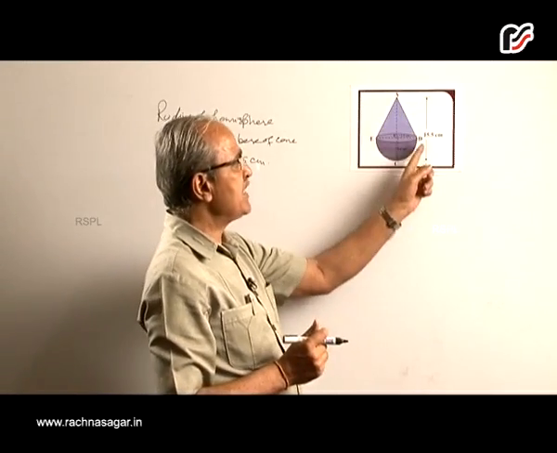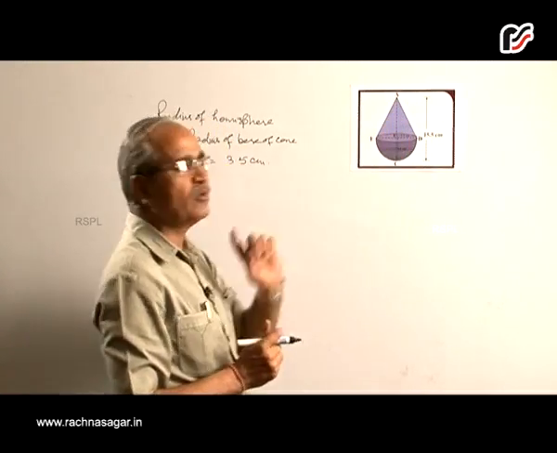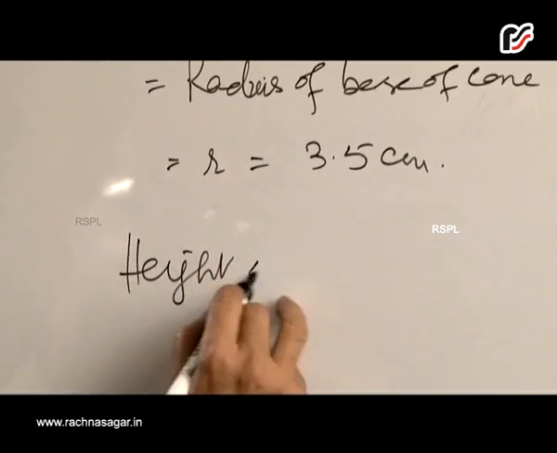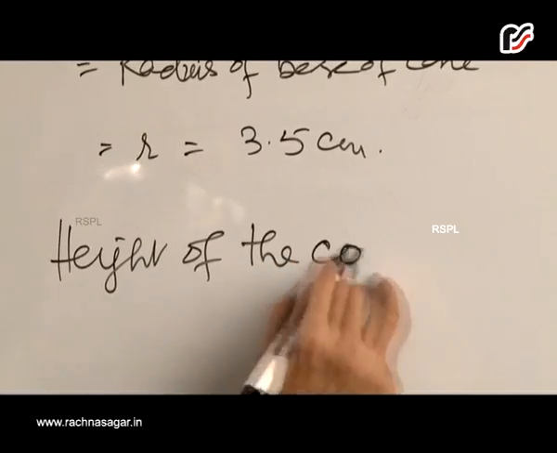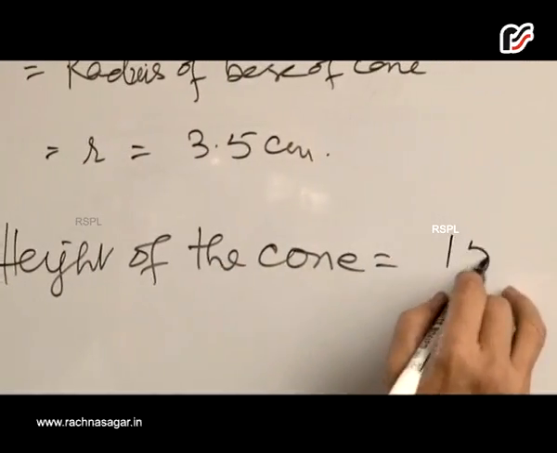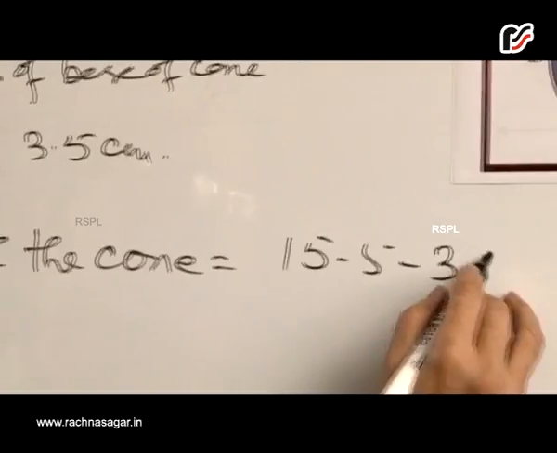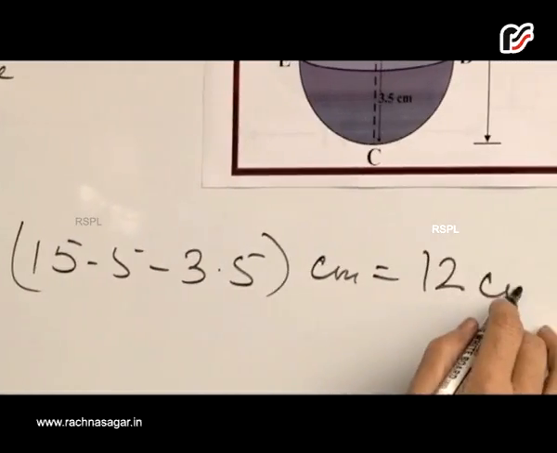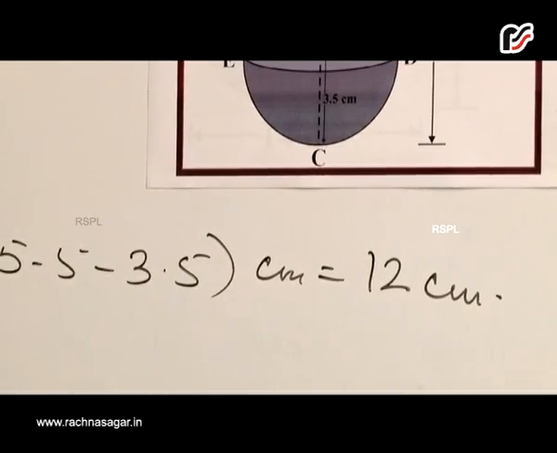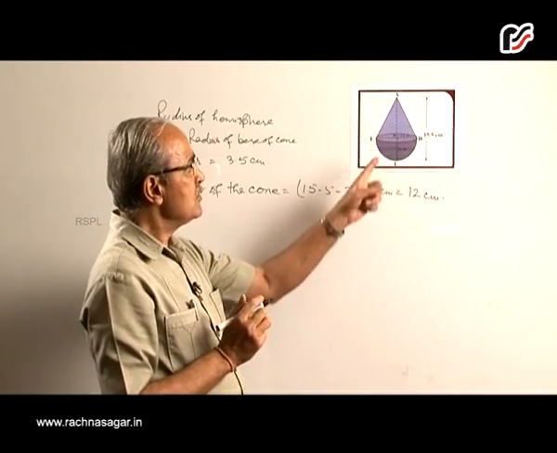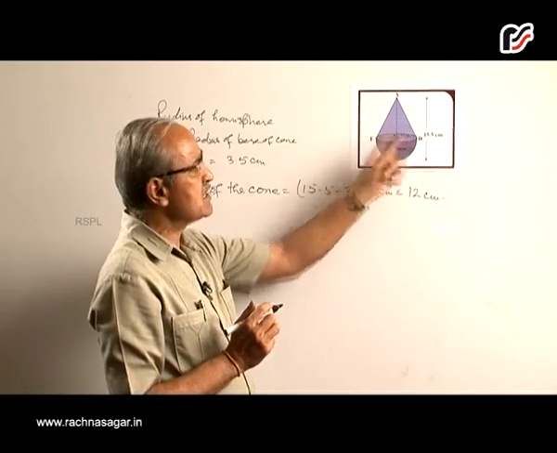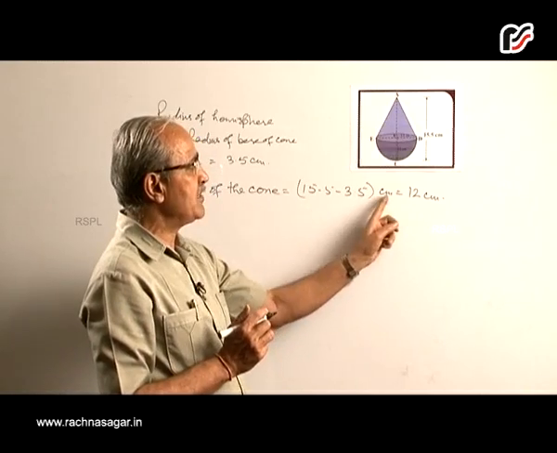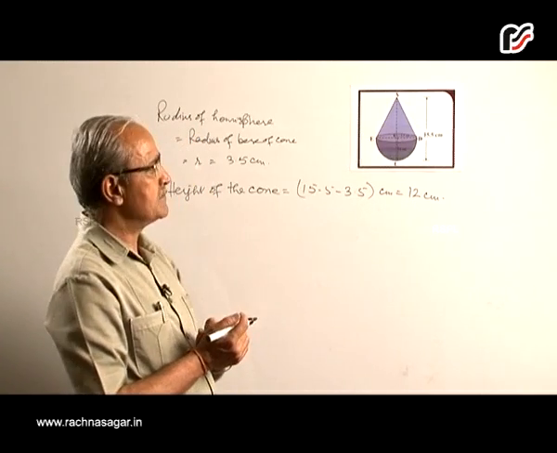Now total height of the toy is 15.5. So let us find out height of the cone. Height of the cone is 15.5 minus 3.5 centimeters. That means 12 centimeters. As I told in the last question also, height of the hemisphere is same as radius of the hemisphere. So therefore 15.5 minus 3.5, so height is 12 centimeters.